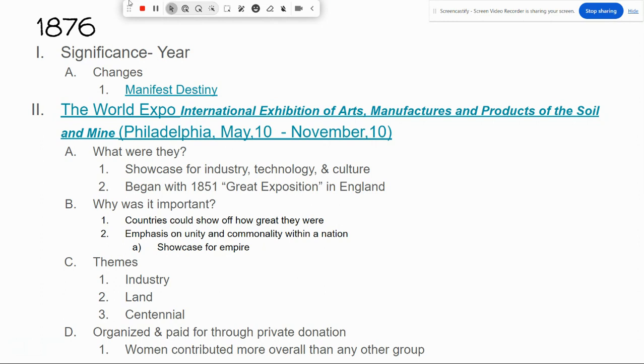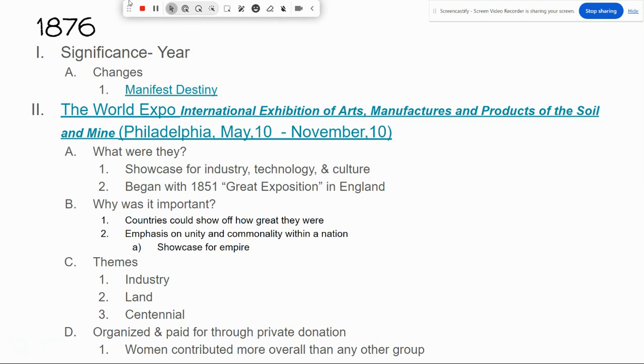Now, the World's Fair is like State Fair on steroids. They were held every 3 to 5 years. The very first one was in England in 1851. It was called the Great Exposition. It was organized by Queen Victoria and her husband, Prince Albert. And its purpose was to basically show off how awesome the British Empire was and get people to just go, darn, why can't I be British? And it worked out amazingly well.